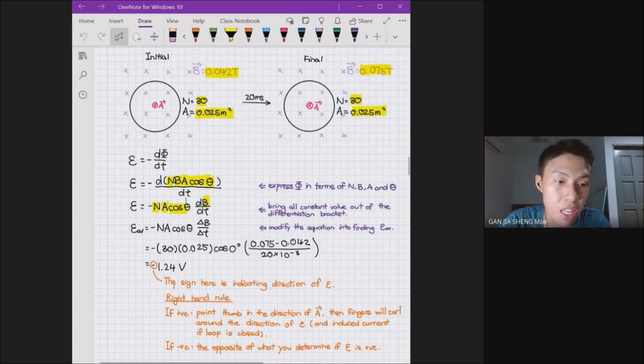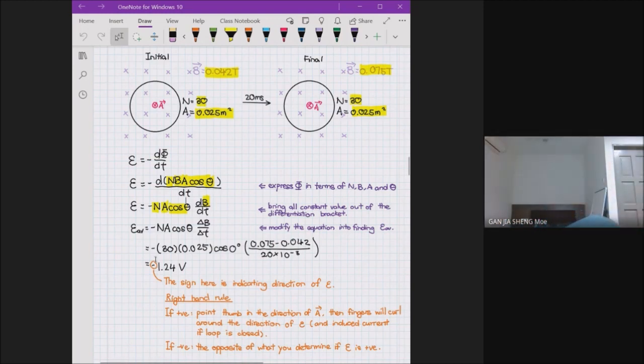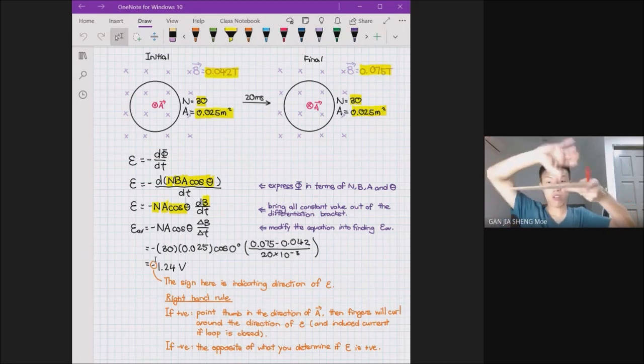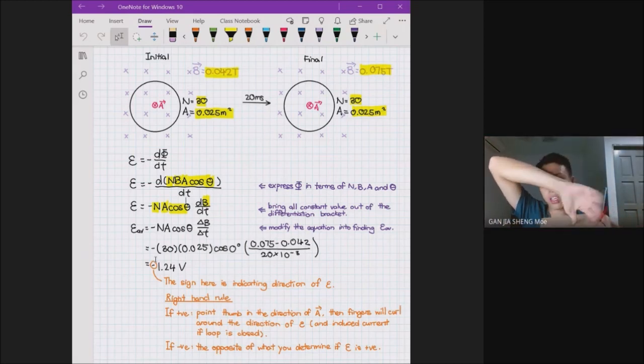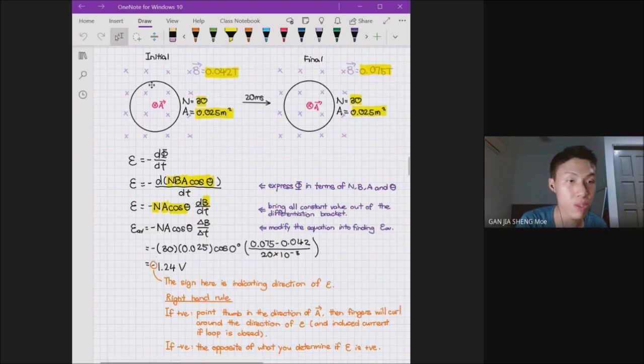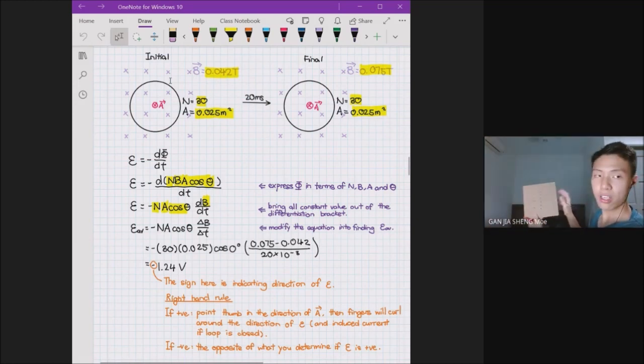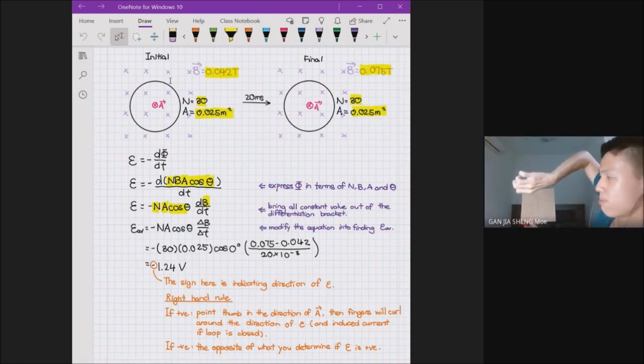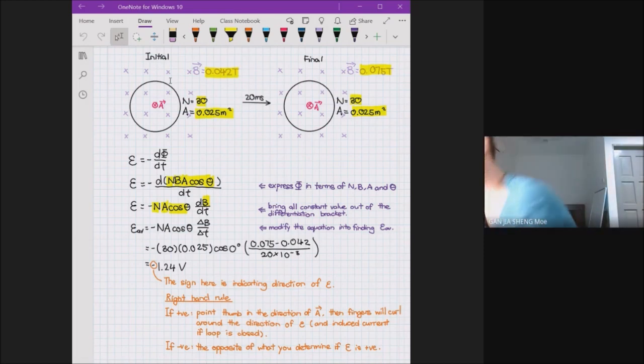So if you get a positive answer, then you will point your thumb into the page, then you curl around the page, then you see that your fingers should be curling around clockwise. Again, this is your board. You put your fingers, thumb, point like this. Okay, this is your board. The thumb pointing into the page. Then your fingers curl like this.